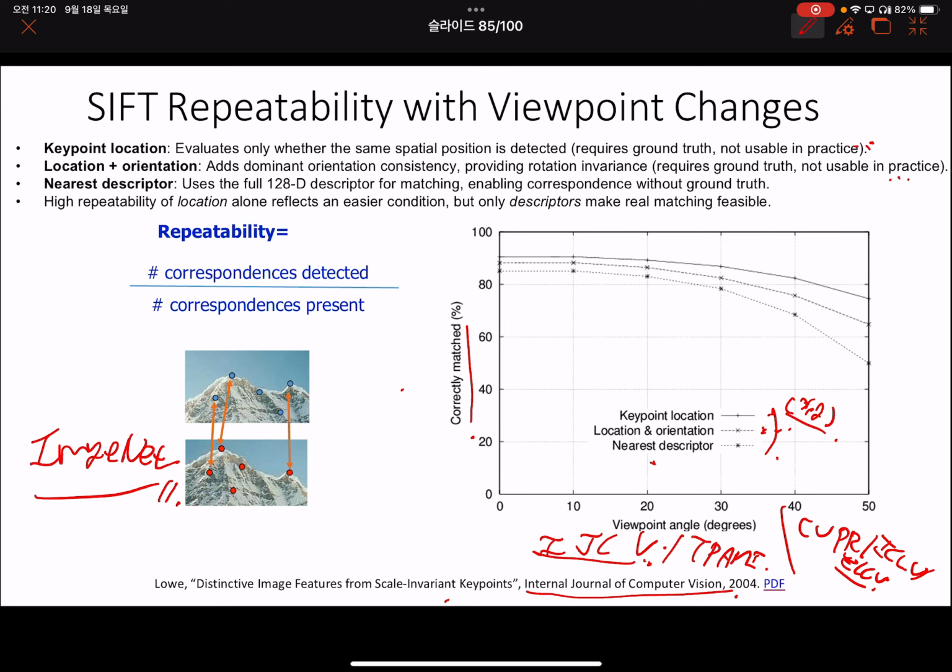Nearest descriptor is here. This uses the full 128-dimensional descriptor for matching, enabling correspondence without ground truth. So this is the real performance of SIFT. As you can see, these are upper bound, upper bound, upper bound, and this is real. When we focus only on position, on position and orientation, and on everything without using any ground truth, this is real, and the others are upper bounds.